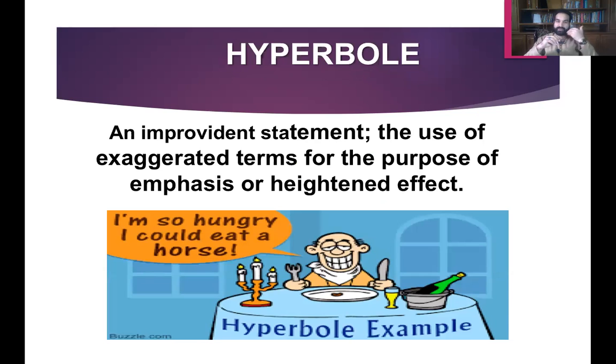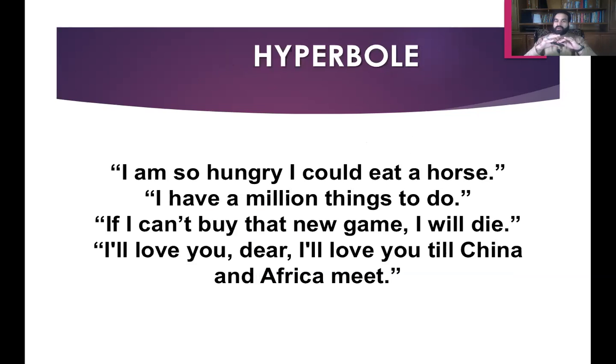Next is hyperbole, an improbable statement: the use of exaggerated terms for the purpose of emphasis or heightened effect. If someone is saying, I'm so hungry, I could eat a horse. Once you exaggerate, like in Urdu you say, I have 20,000 problems on my head, or you say, I'm very busy, I have 5,000 tasks to do. In that way, actually you're not doing that much in the day, but you are trying to exaggerate. This is what we call hyperbole.